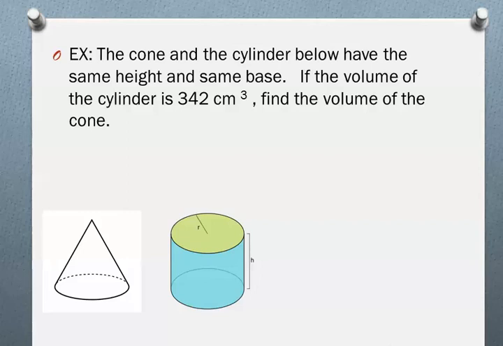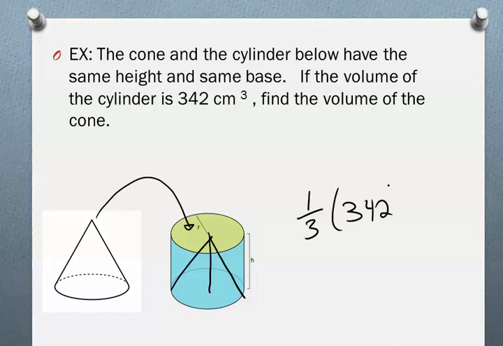Well, just like we talked about when we were talking about the formulas, if I were to put that cone in there, considering it's the same height, the cone is exactly 1/3 of the cylinder. So we multiply 1/3 times 342, and that gives us 114 units cubed.